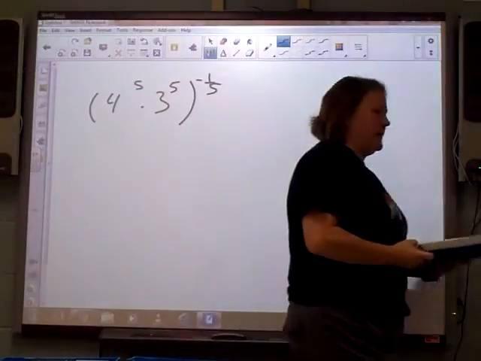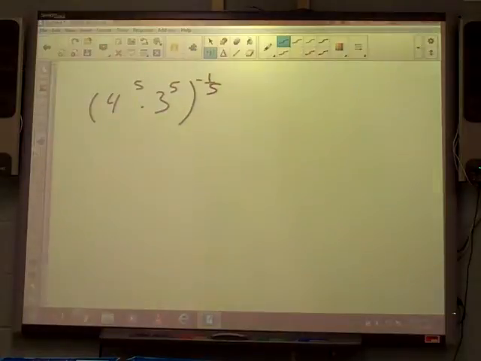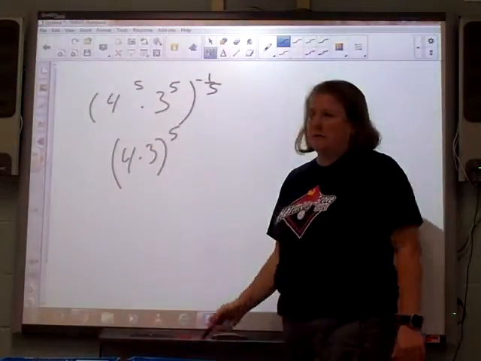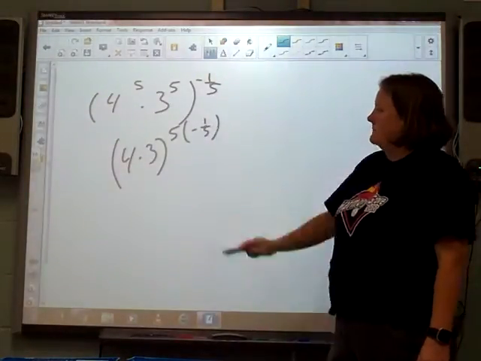Alright, we got 4 to the 5th times 3 to the 5th, all to the negative 1/5 power. Oh, my goodness. I need an eraser. Look. Couple of different ways we could do this. It is power to a power, that is true. Easiest thing to do, you need to see that both of the powers in that parentheses are a 5. So that would be the same as if this said 4 times 3 to the 5th right there. Because you would distribute that 5 there, right? And then you still have the negative 1/5 out there.